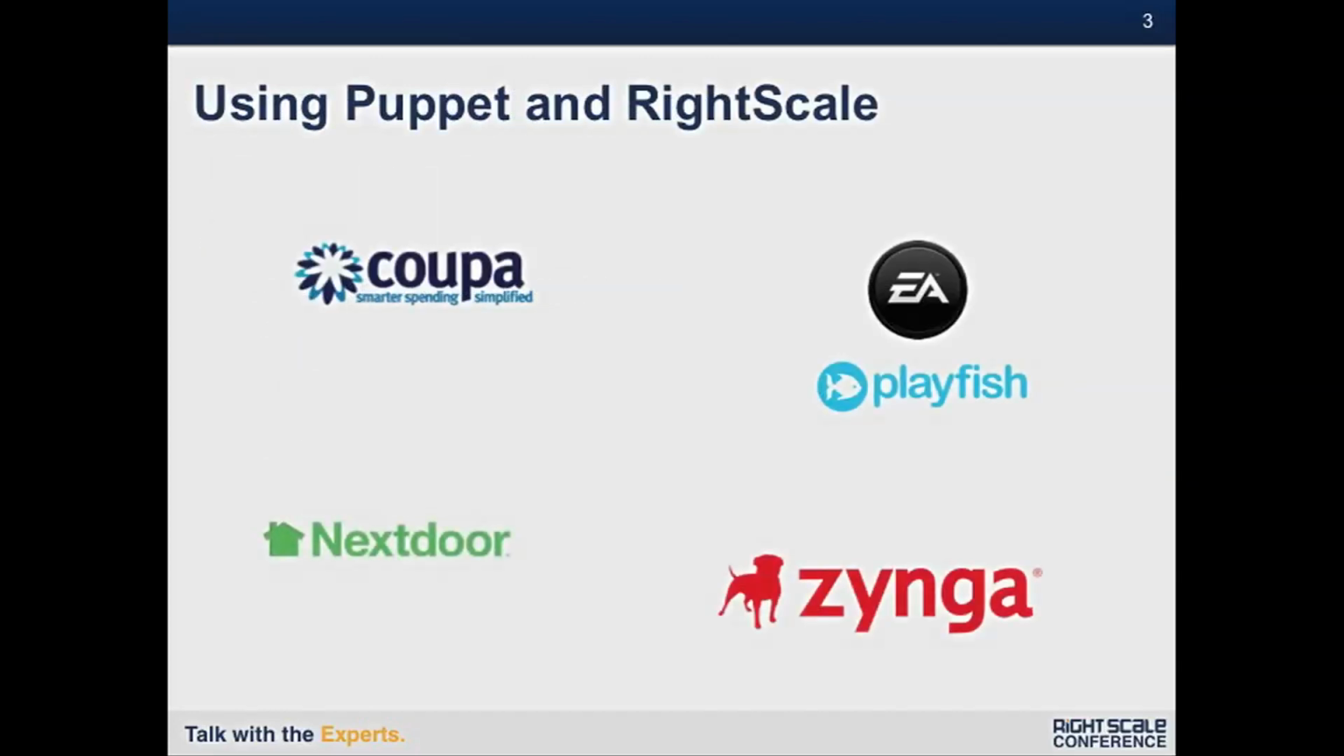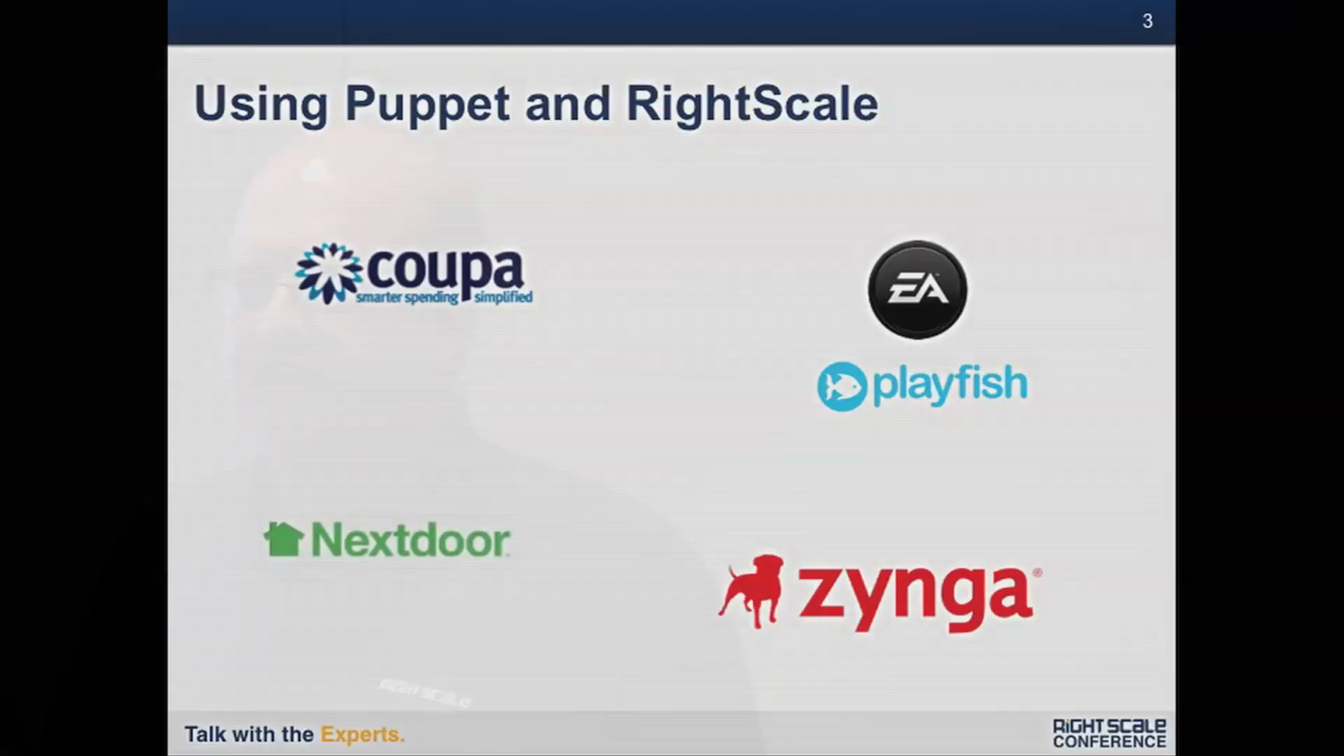There are some pretty exciting customers using Puppet and RightScale: Coupa, a purchasing and procurement company; EA with their Playfish games, such as Pet Society, Restaurant City, FIFA Superstars, and Madden NFL; Zynga; and the great folks here at Nextdoor that are here today. I have about 10 slides altogether, so I want to cover the detail but get into some actual examples, discussion, and Q&A. That's the purpose of the presentation, since you're all well aware of Puppet.